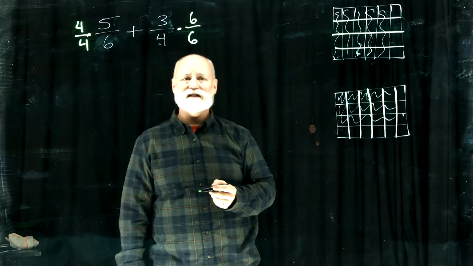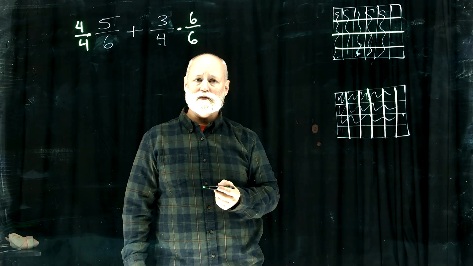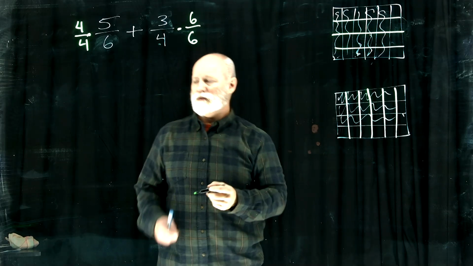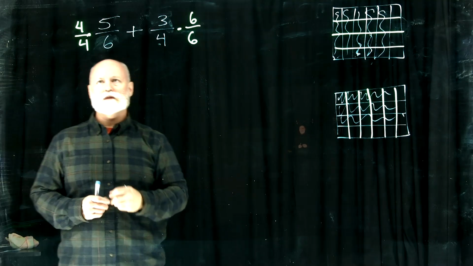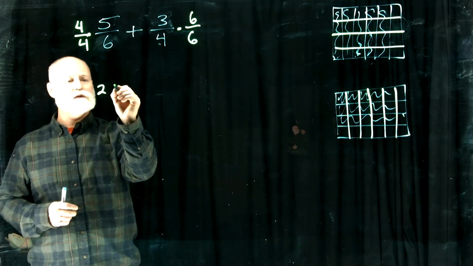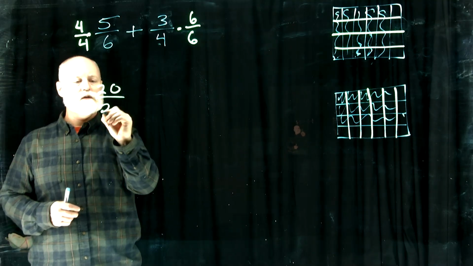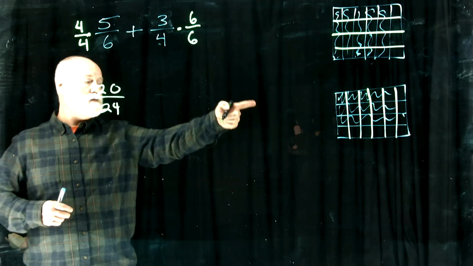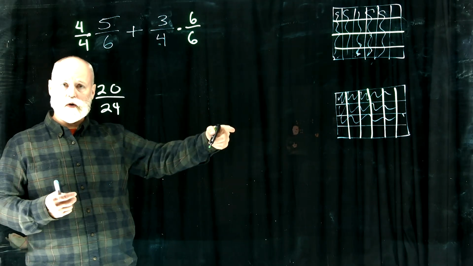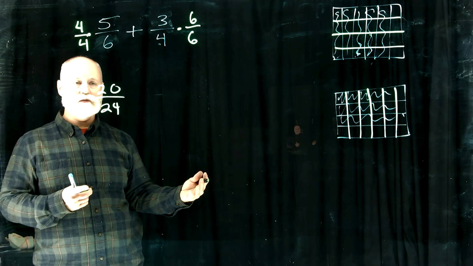So now I have 6 times as many pieces in each row as I did before. So now I can move forward with this process. 4 times 5 gives me 20. 4 times 6 gives me 24. You can count both of those and see that both of them have 24 parts. That's the total number of things inside the rectangle.